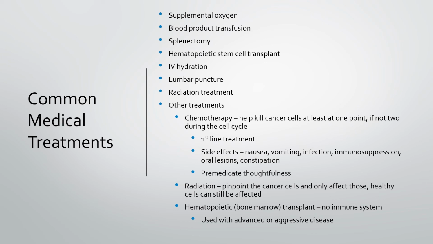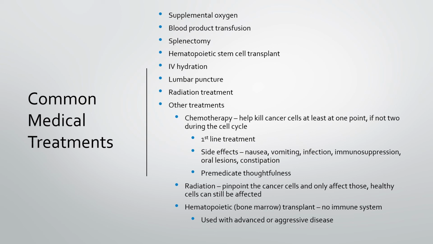As far as hematopoietic stem cell transplant, this is an option for treating those hematologic disorders as well as some of our cancers. We have IV hydration and a lumbar puncture. We can obtain some CSF, or cerebrospinal fluid, to determine if any metastasis has occurred to the brain or the spine. Radiation treatment we can do for solid tumors, leukemias, and lymphoma. Chemo and radiation are used as the first line, and then hematopoietic stem cell transplant.